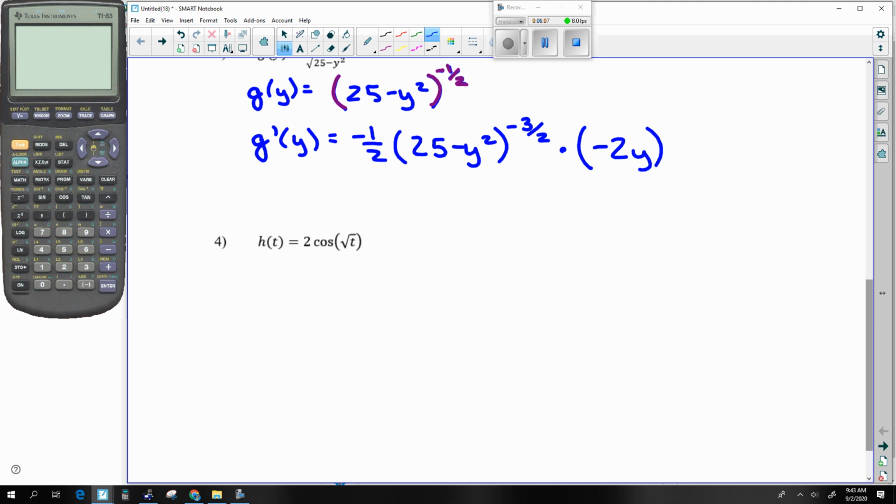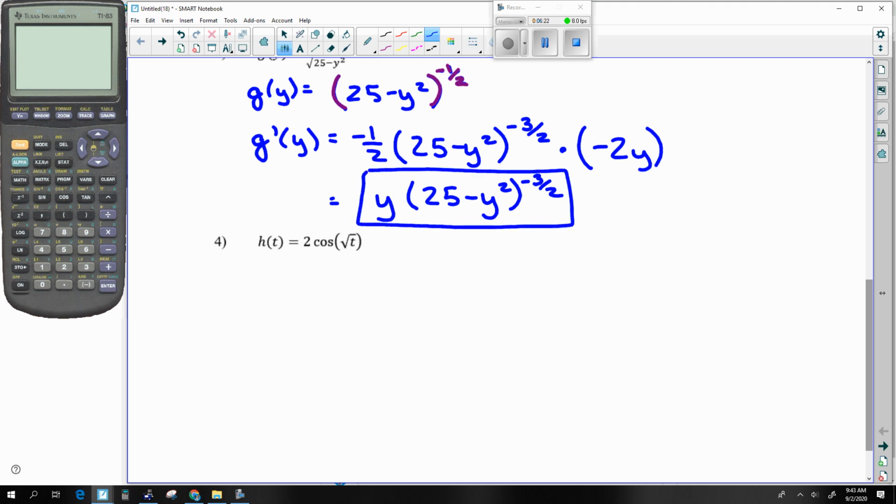Take it to the cleanup process. So negative 1/2 and negative 2y leaves just a singular y. And then I have 25 minus y squared, negative 3/2. Then I'm cool with that answer. I like that. However, you're never going to find that.